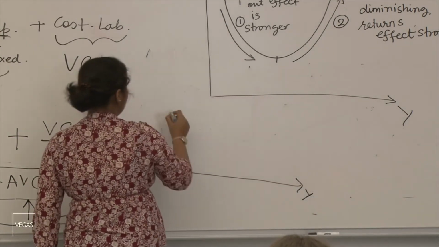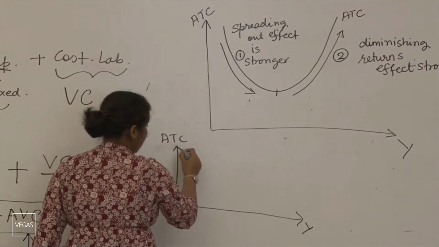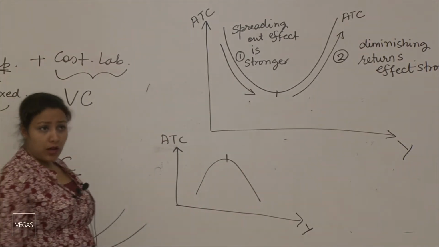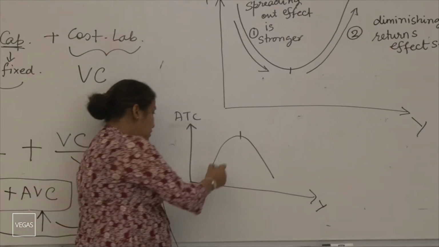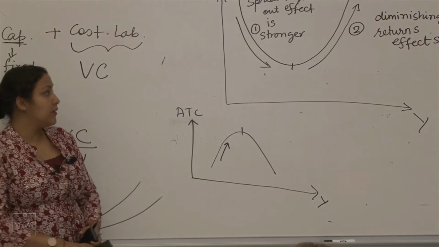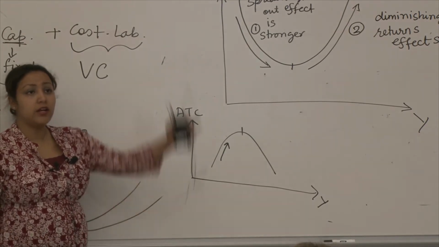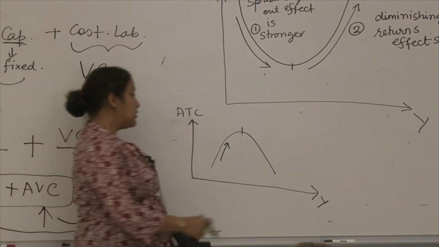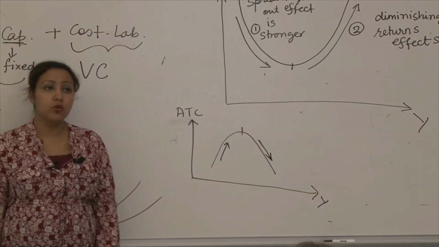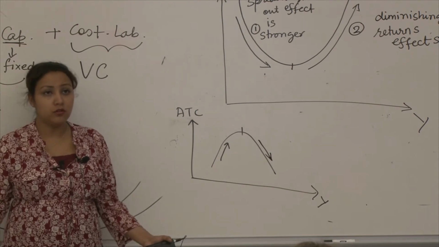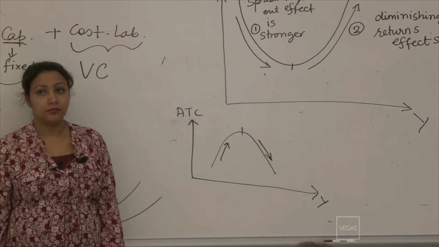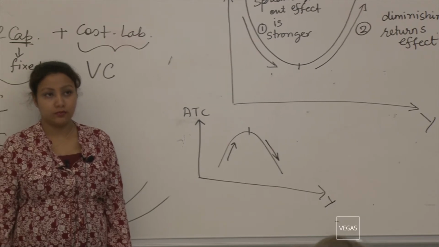Why is this the picture instead of the picture being like that? Because there could be, I could say that, okay, this is the place where my diminishing returns effect is stronger, that's why the ATC is going up, and this is the place where my spreading out effect is stronger, that's why the ATC is going down. Possible, right? They hired too many workers, so total cost went up. They got rid of a couple, so the cost went down.